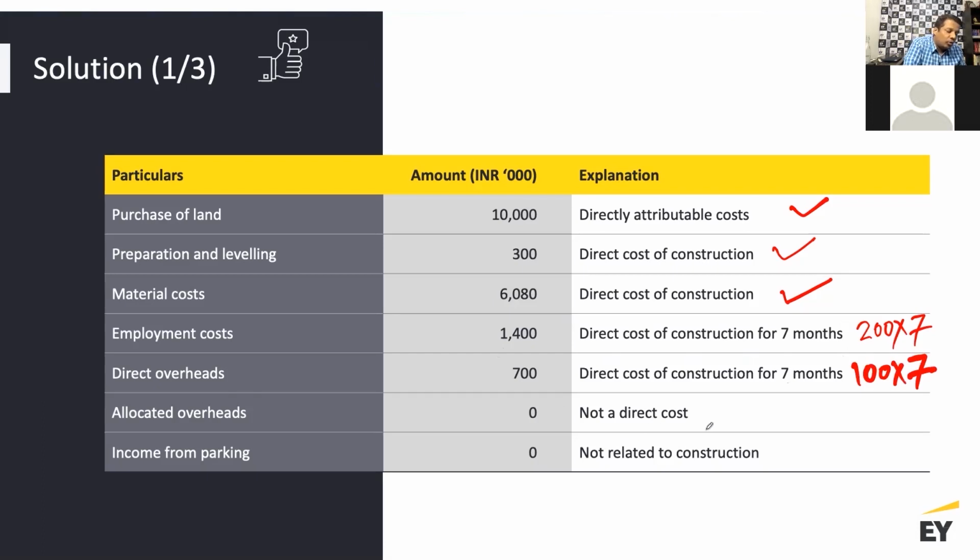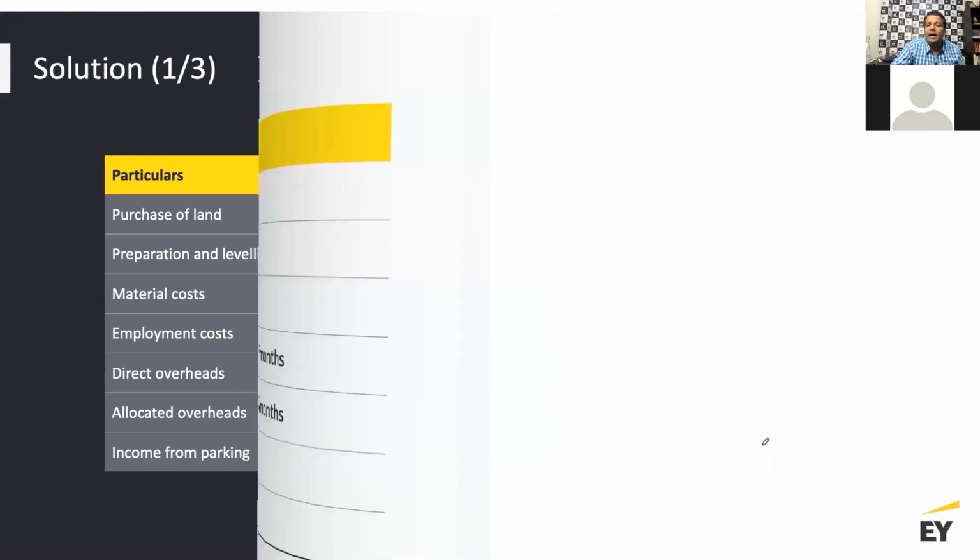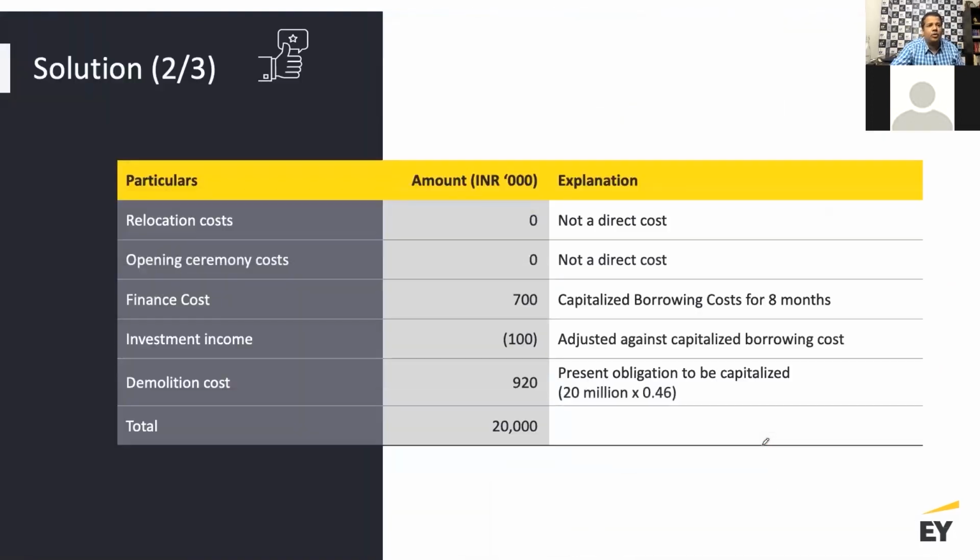The allocated overhead is not allowed. Income from parking, not to be considered. Then relocation cost, not to be considered. Opening ceremony cost, not allowed to be capitalized.